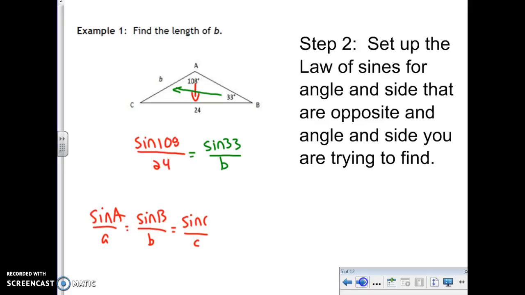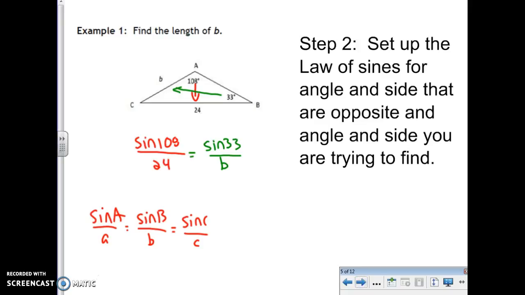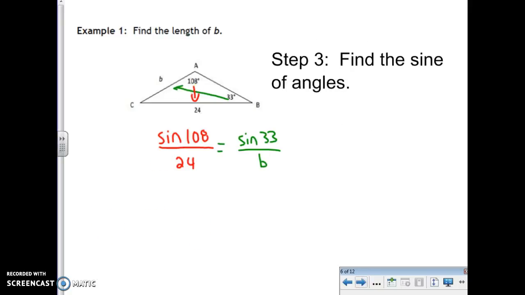Okay? So step one is to find the sides and the angles that are opposite, which I did. 33 is opposite b, 108 is opposite 24. Then the second step is to set up the law of sines with the information I just found. Now step three is to find the sine of the angles. So I'm going to find what the sine of 108 is, and I'm going to round it to the nearest 4 decimals. So I got 0.9510 over 24. And I'm going to do the same thing with sine of 33, which is 0.5446 over b.